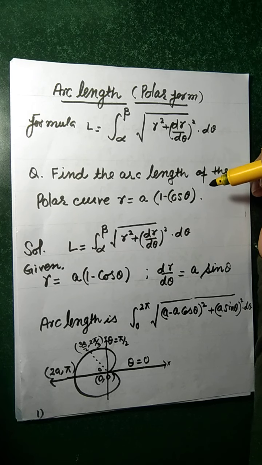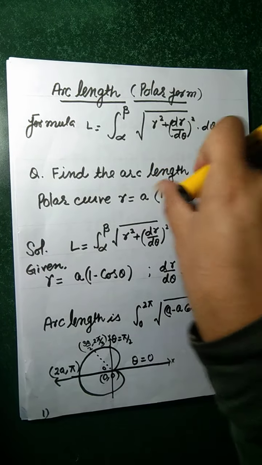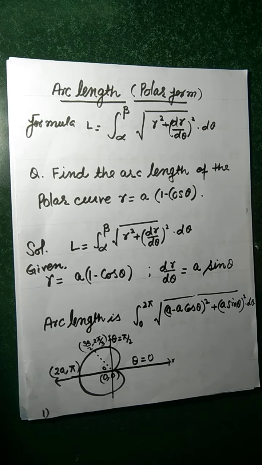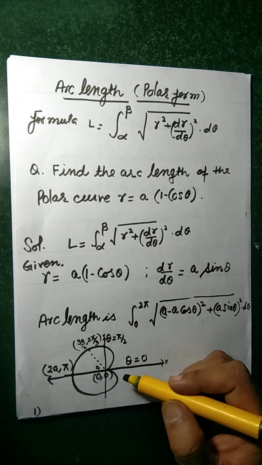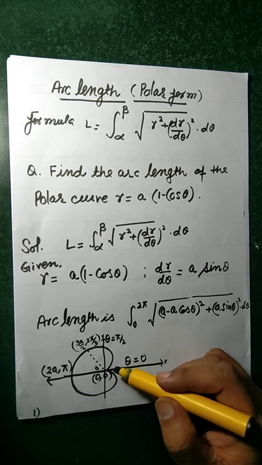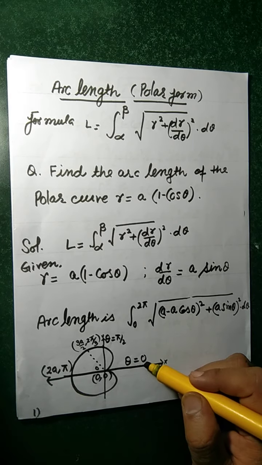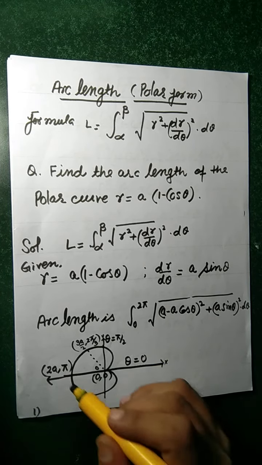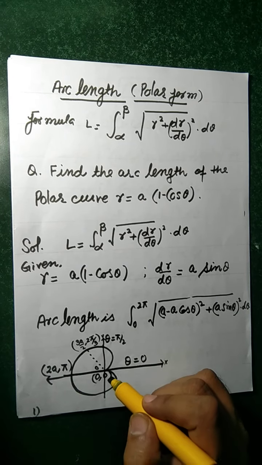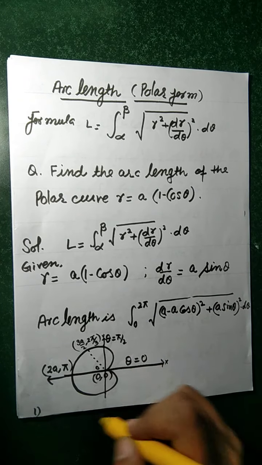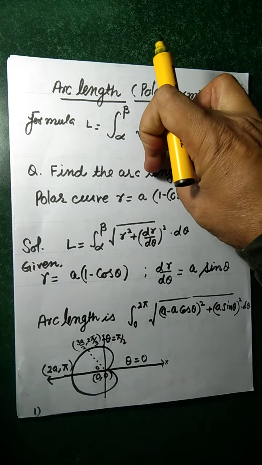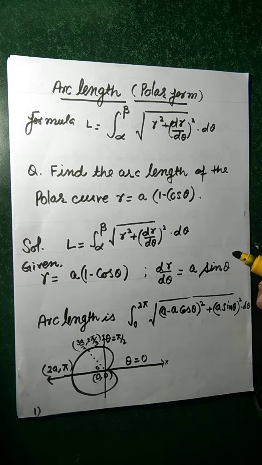Find the arc length of the polar curve r equals a(1 minus cos theta). As we have discussed, we can trace this curve. This curve is in polar form, so we will trace it, and the curve looks like a cardioid. The initial limit theta equals 0 goes up to pi and then 2 pi. So we can take the limit 0 to 2 pi because we have to obtain the whole arc length of this cardioid.